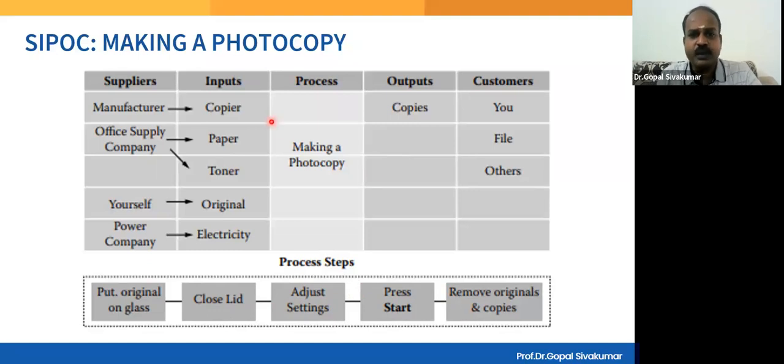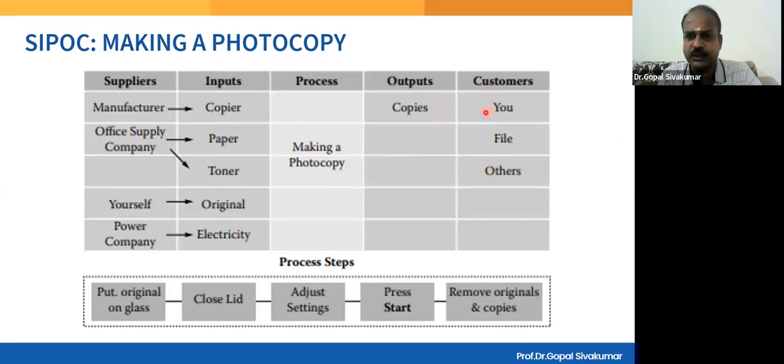And see here, in order to do this process, we need a copier, paper, toner, the original that is to be copied, and we also need electricity, and overall these are the suppliers for this. Because if and only if these suppliers provide quality inputs, the process can go on correctly, and then the output of the process is the photocopies, in the appropriate format, maybe size, color, and other things, as per the requirements of the customer.